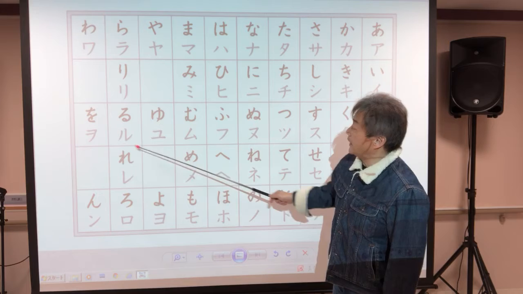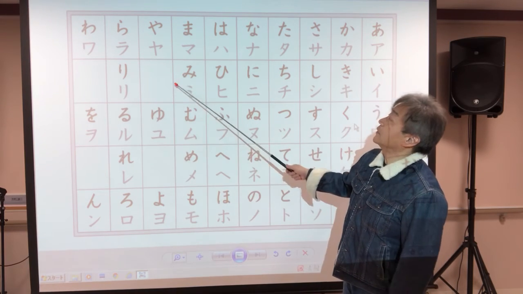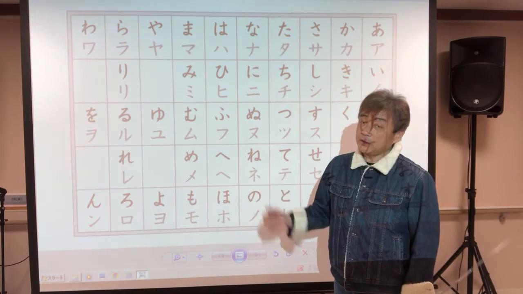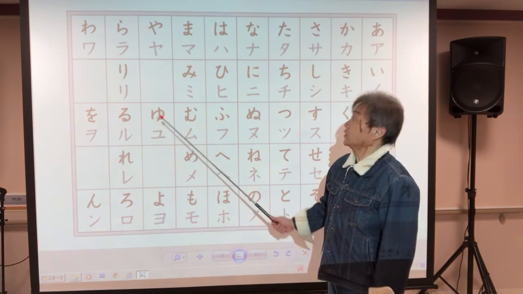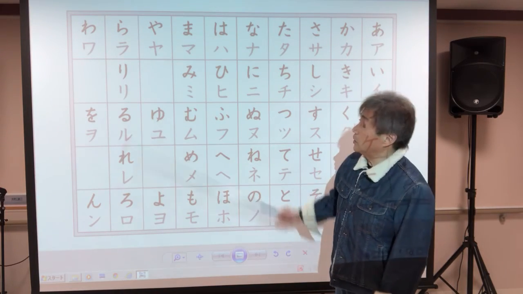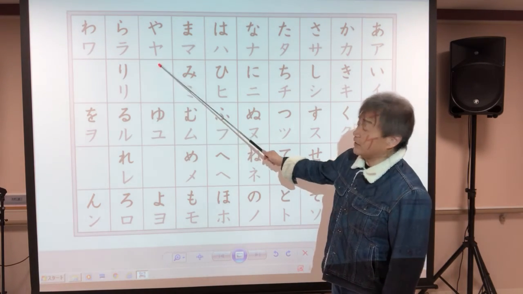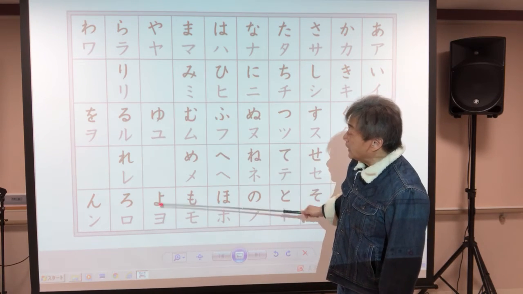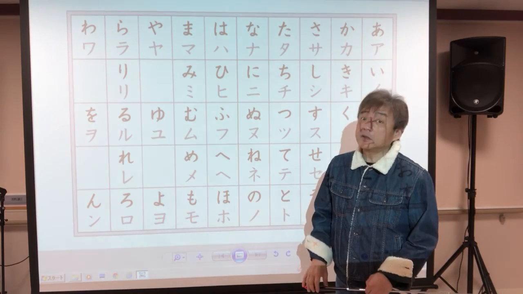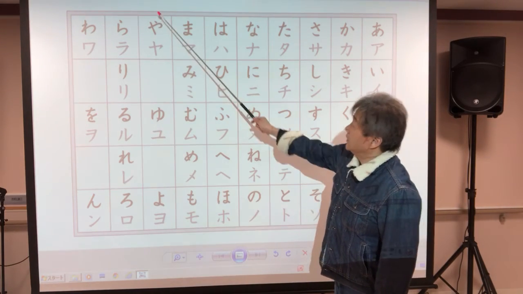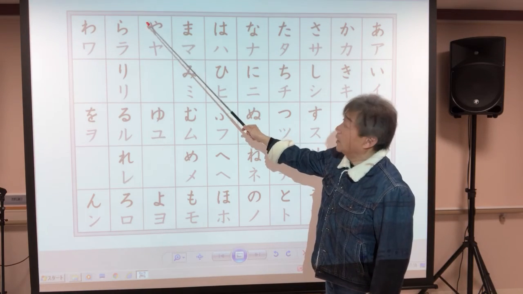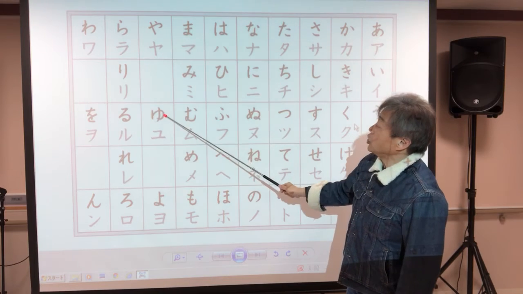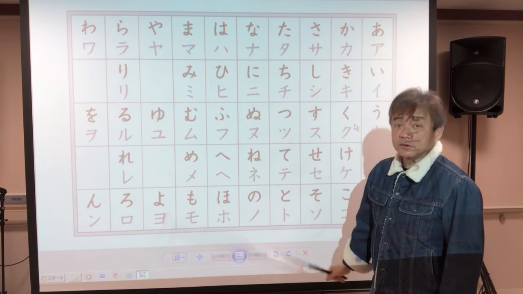Why are these blank? We used to have this area filled with other Hiragana or Katakana. However, we don't use these sounds anymore in modern days. So this is sort of cancelled. There's nothing in there. So in this line, only 3 letters exist today. They start with the Y sound. Ya, yu, yo. Okay?